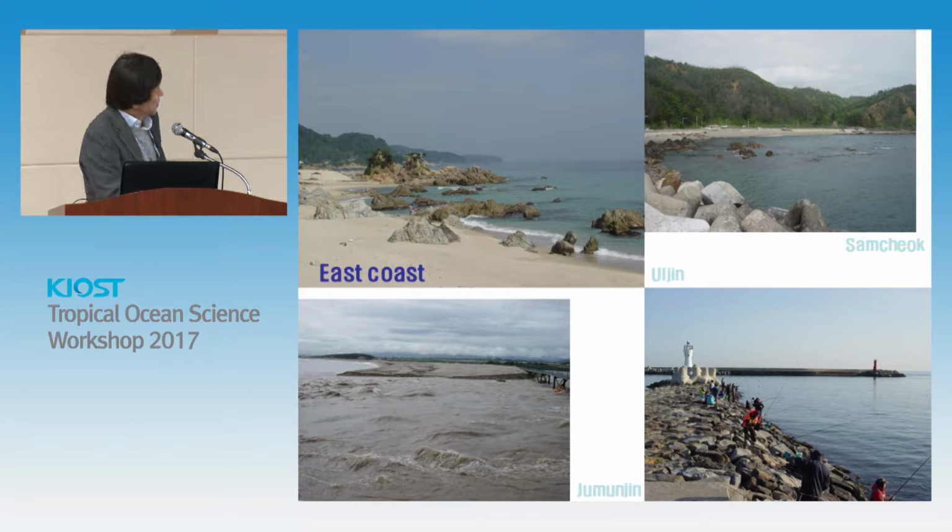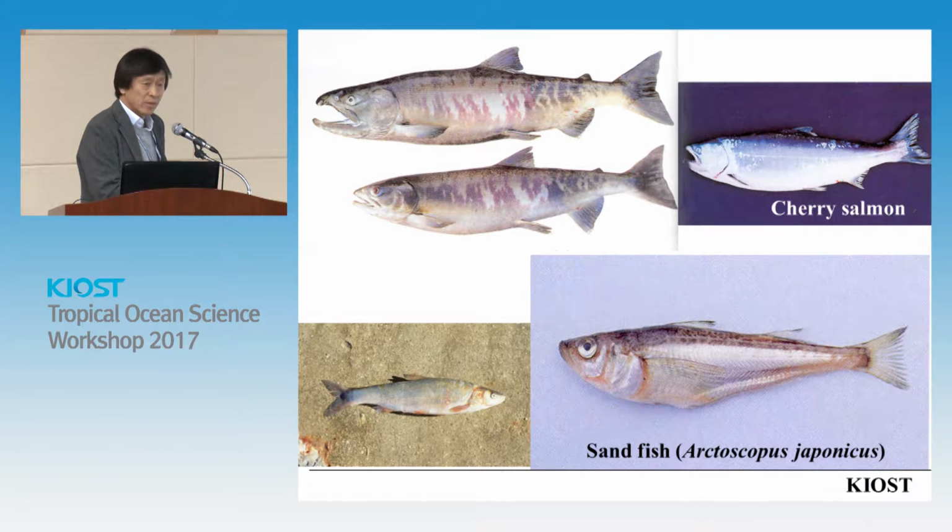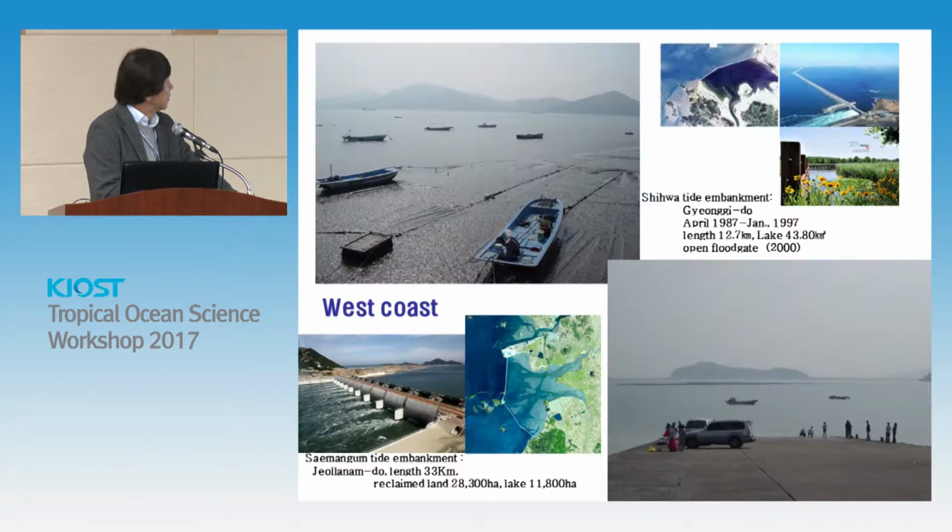These are some pictures. This is the east coast, with sand, rock and sand, and linear shorelines like this. And we have cold water species, salmon and cherry salmon, and deep water species and sand fishes living around 200 meters and above.